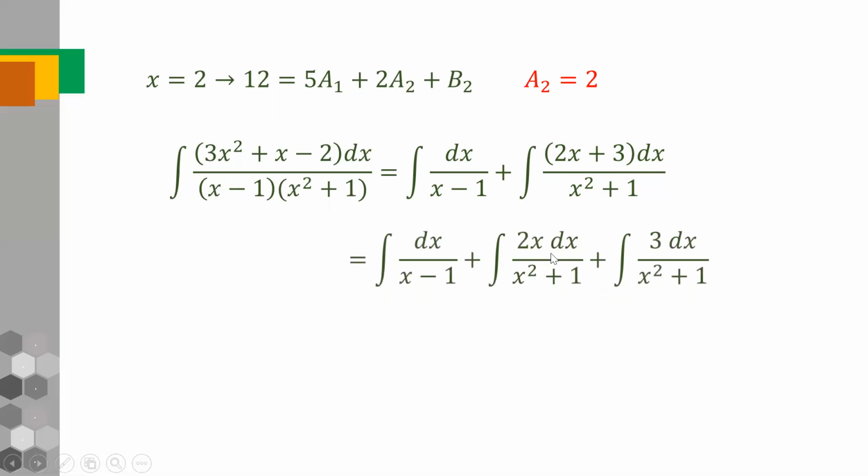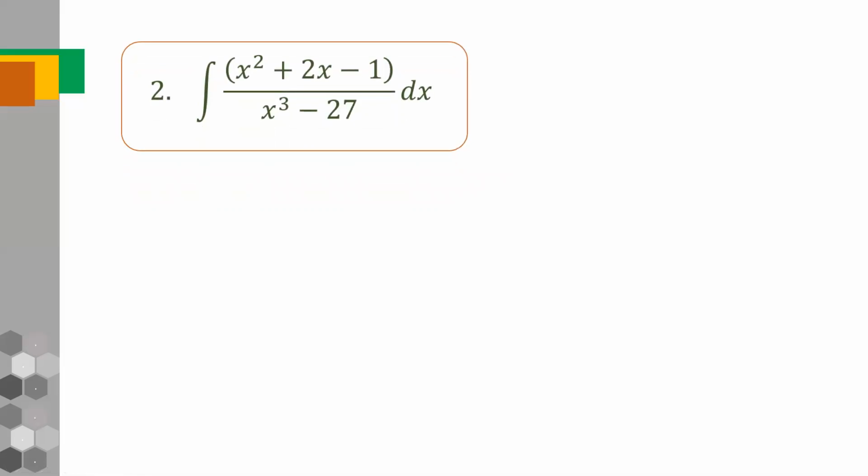So we have the integral of 2x dx over x squared plus 1 and the integral of 3 dx over x squared plus 1. So the second term here can be solved by simple substitution, or you can solve this by the formula of ln, the same with the first term. For the last term, this can be solved by the arctan formula. So therefore, the integral of these three terms is equal to, for the first one, ln of the absolute value of x minus 1. The second, we have ln of the absolute value of x squared plus 1. And the last term, we have plus 3 arctan x plus c.